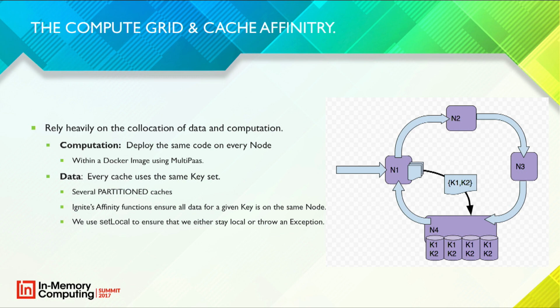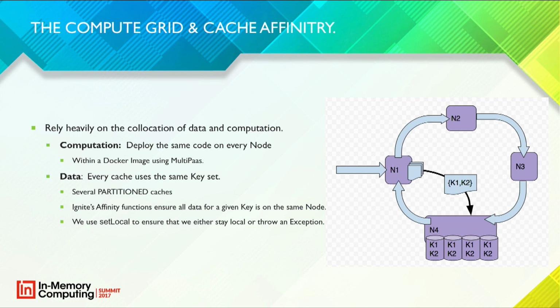For the computation bit, that's easy, because we simply deploy a cluster, and we've turned off all the stuff that allows the code to move around the system. We simply ensure that we've deployed all the same code on every node. So that's simple. We run a whole series of caches that are all partitioned, in the parlance of Ignite. And those partitioned caches have to end up on the same boxes, right? Otherwise, all of this is moot.